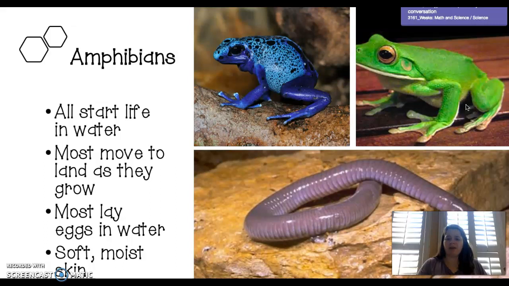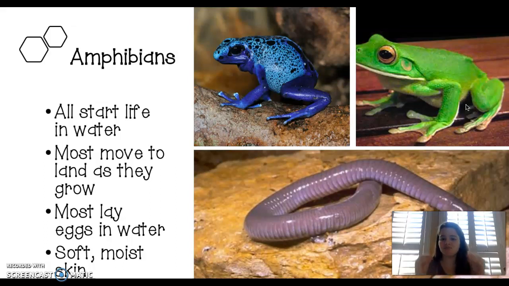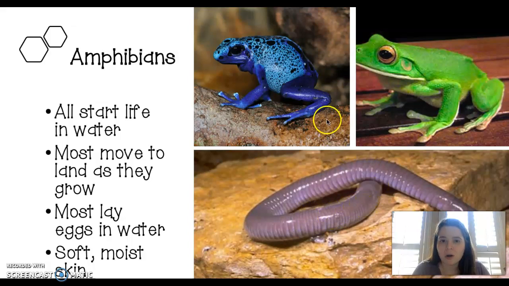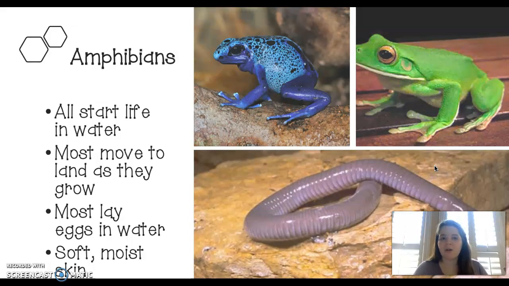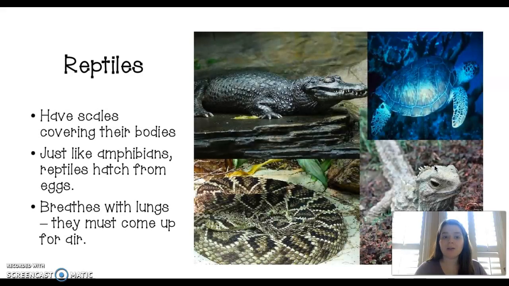They don't have fur or anything like that. They're just made of rubber and they're kind of gooey, just like this little worm and a salamander. They're all kind of rubbery and wet. So these are amphibians. And then our next category of vertebrates are reptiles.